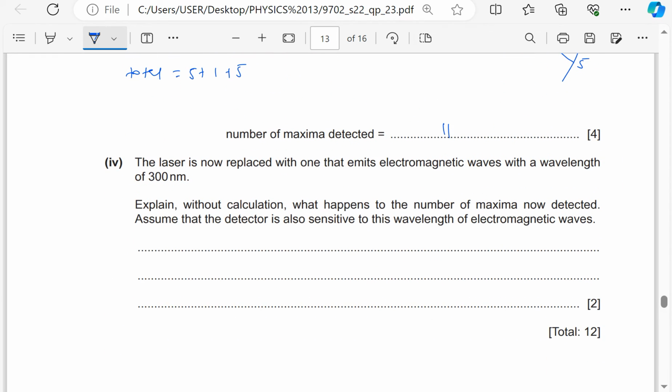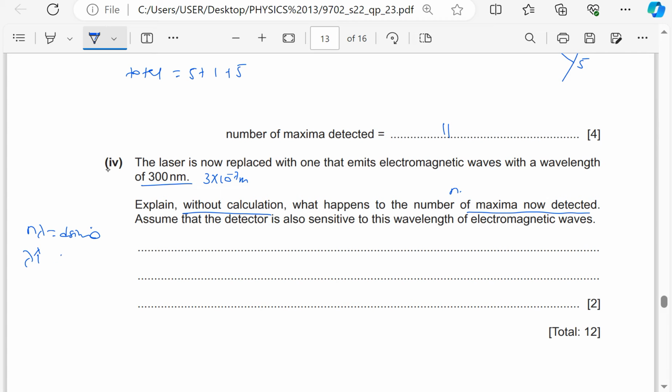The laser is now replaced with one that emits electromagnetic waves with a wavelength of 300 nanometers. Explain without calculation what happens to the number of maxima, that is n, detected. Assume that the detector is also sensitive to the wavelength of electromagnetic waves. So what has happened here? Remember, n lambda is equal to d sine theta. The laser is replaced with one that emits a wavelength of 300 nanometers. 300 nanometers is 3 times 10 to the power of negative 7 meters. So the wavelength has been increased.